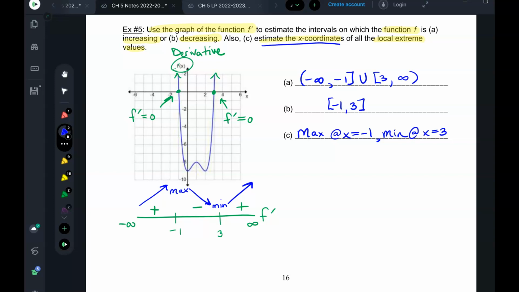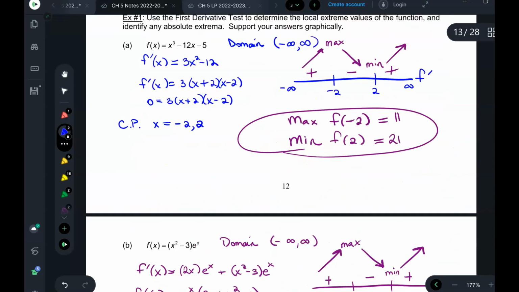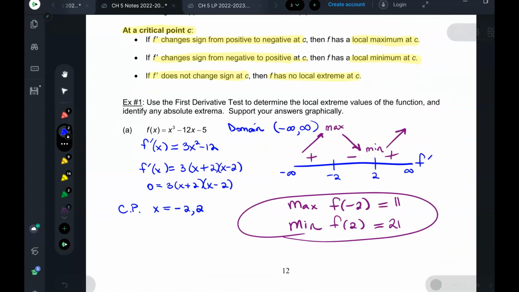Oh, so okay, just real quickly, when we did the first derivative test at the beginning of the lesson, in an example like this one, this is an x to the third power.